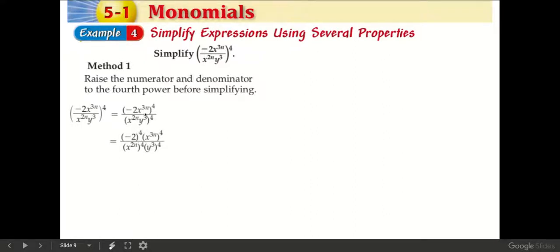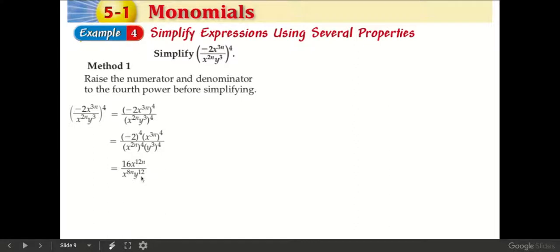So negative 2 to the 4th power, x to the power of 3n to the 4th power, and then everything in the bottom, x to the power of 2n to the 4th power, and y to the third to the 4th power. So now I've applied these exponents all in there, and now I can simplify. Negative 2 to the 4th power is positive 16. X to the power of 3n to the 4th power, again, multiplying the exponents would give me x to the power of 12n. Same thing here, multiply the exponents, x to the power of 8n. Here, multiply the exponents again, y to the power of 12.